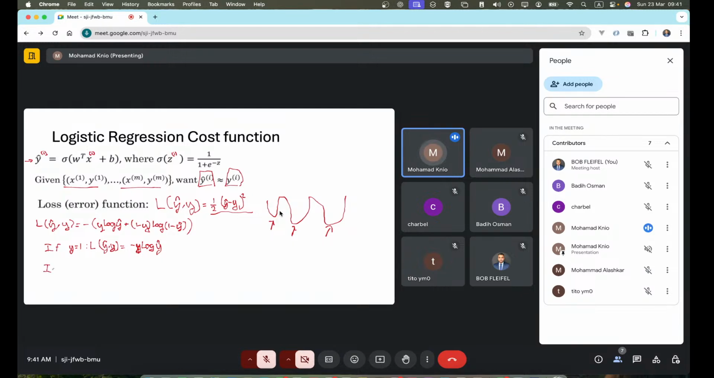Another possibility is that if y equals 0, then the first term would be 0, and you'd have minus (1 minus y) log (1 minus y hat), which is minus 1 times log (1 minus y hat).